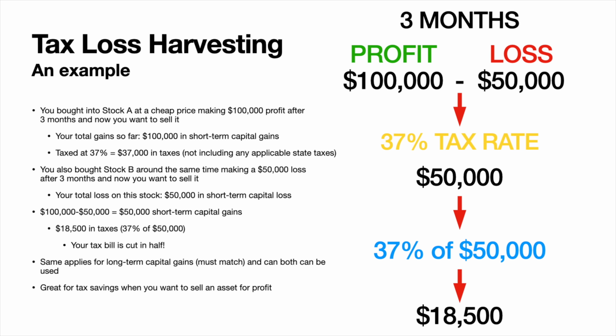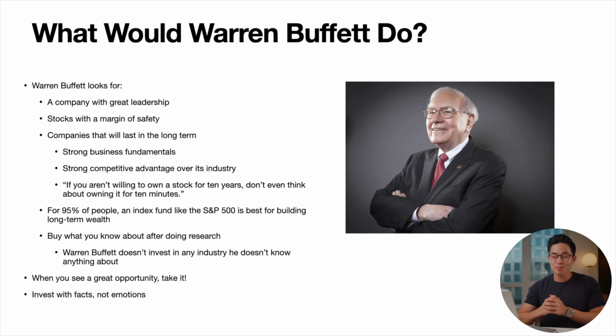The same applies for long-term capital gains, but I will say that they must match. So you can only offset long-term capital gains with long-term capital losses and short-term capital gains with short-term capital losses. So yeah, overall, this is a great way to save money on taxes if you want to sell an asset for a profit. So we've talked about so many different things, but what would Warren Buffett do? Warren Buffett is one of the most successful investors in the world, and these are the things that he looks for before deciding to invest in a company.